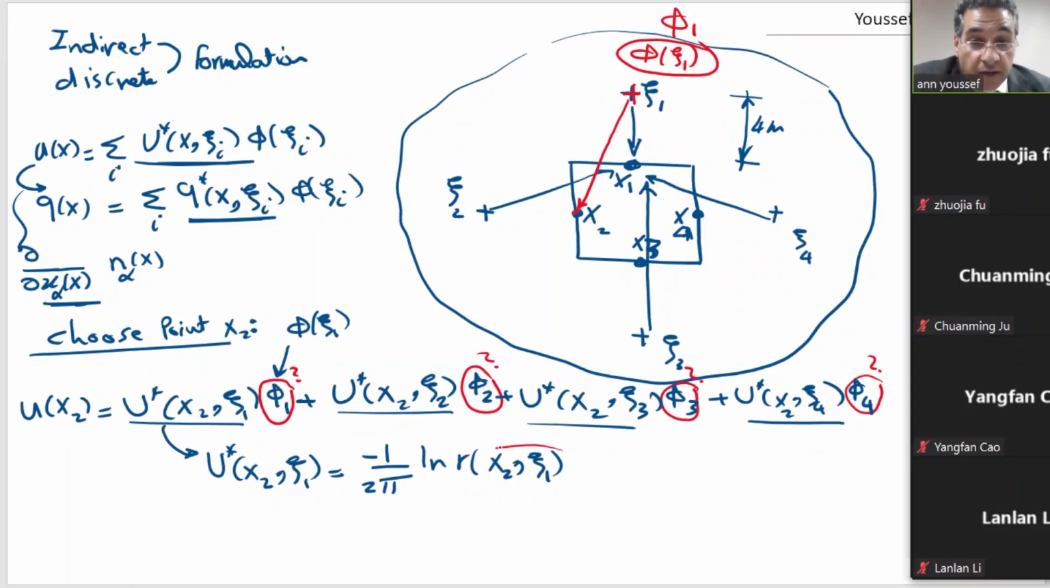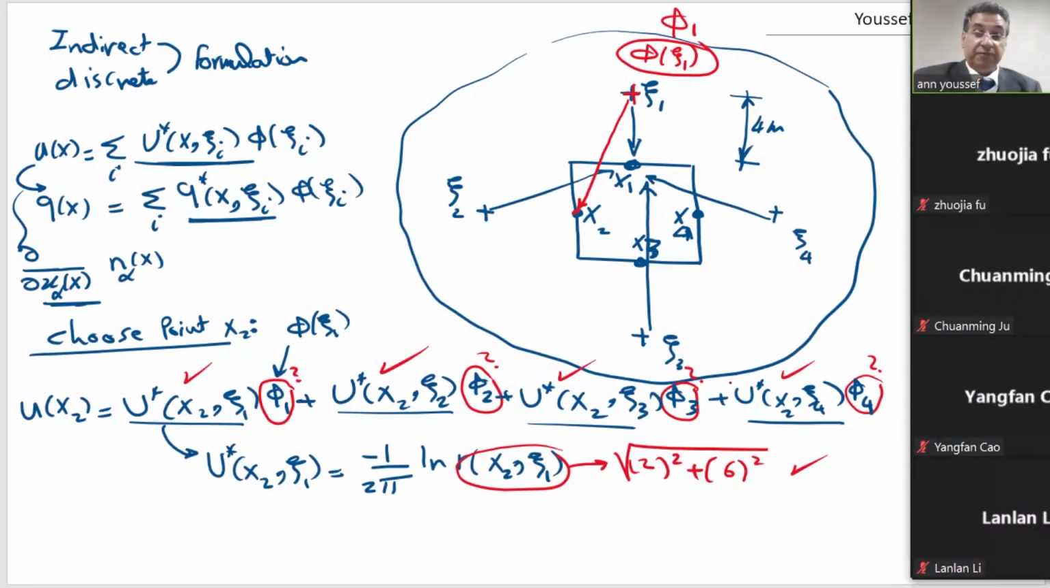The value of r here is very well known. It is the square root of the horizontal one, 2 squared, plus, we have 4 here and 2 here, plus 6 squared. So this r is very well known, so this one is known, and this one is known, and this one is known. So now in this equation the intensities phi1, phi2, phi3, phi4 are unknown, and all values of the fundamental solution are known.